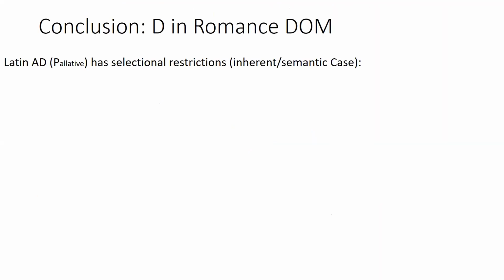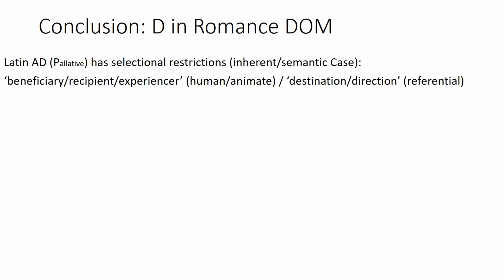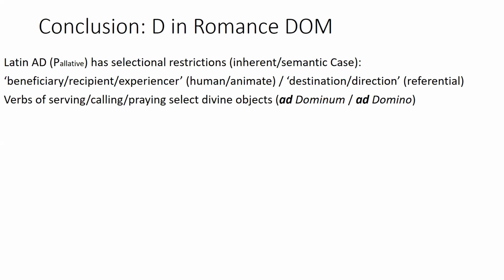Our conclusions, if we just briefly conclude, in accordance with contemporary case theories, inherent case and semantic case: P, in the case of ad, tends to have selectional restrictions, and they select particular types of grammatical semantic roles, e.g. beneficiary, recipient, experiencer, which tend to be human and animate, and also direction and destination, which tend to be highly referential. Verbs of serving, calling, and praying, etc., in the late period also tend to select divine objects, a particular subtype of human objects, ad dominum, etc.